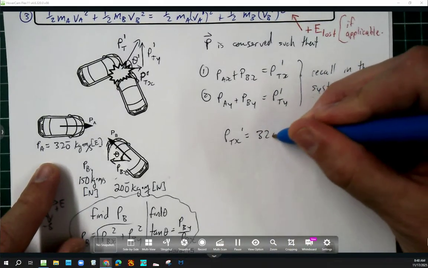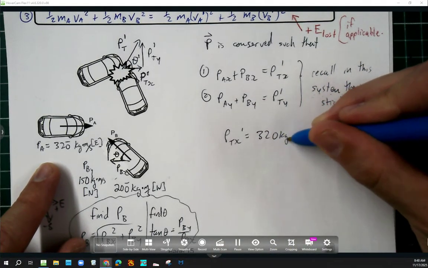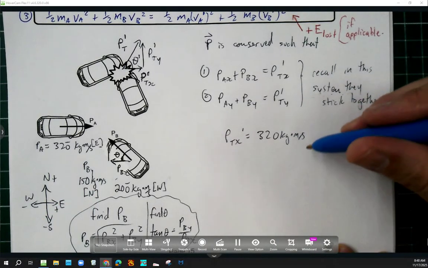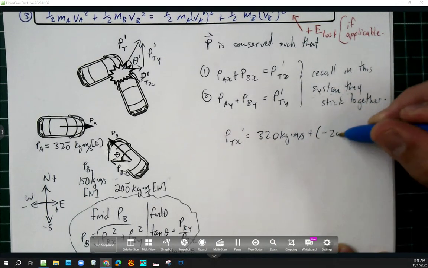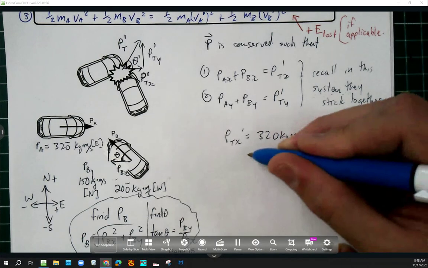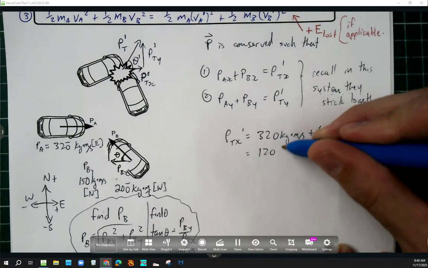320 kilogram meters per second. That's a positive value because it's to the east. We declared east to be positive. Plus negative 200 kilogram meters per second. That's nice head math, 120 kilogram meters per second.